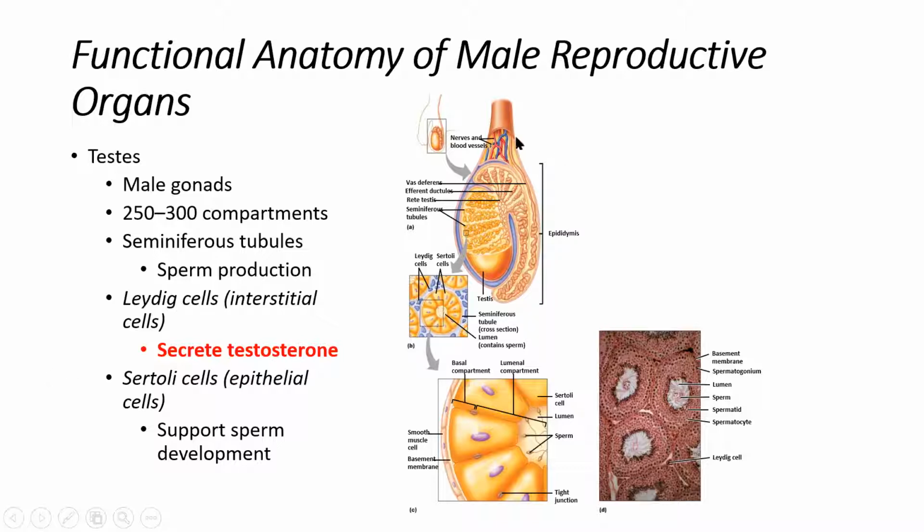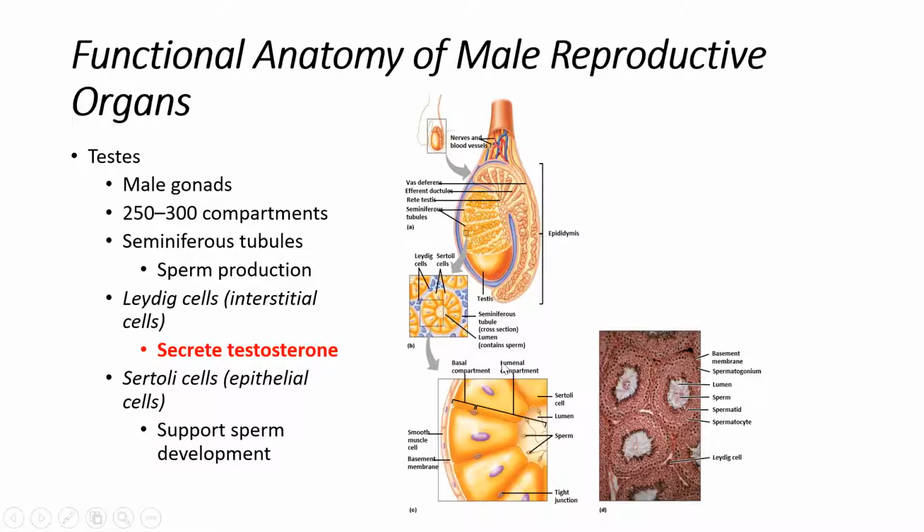So here we can see what the testis looks like. Again, it's suspended from the body cavity here in the scrotal sac. If we zone in closely to the testis, we can see these repeating units or compartments that are called seminiferous tubules. And if we zone into a single seminiferous tubule, we can see the Sertoli cells that are lining that tubule, and then the lumen where that sperm is actually produced. Now, off into the interstitium, so not in the tubule, we can also see the Leydig cells that are also important in the maturation and production of sperm.